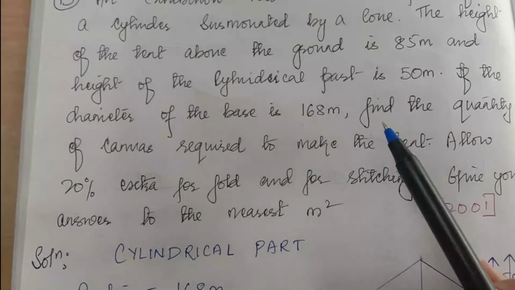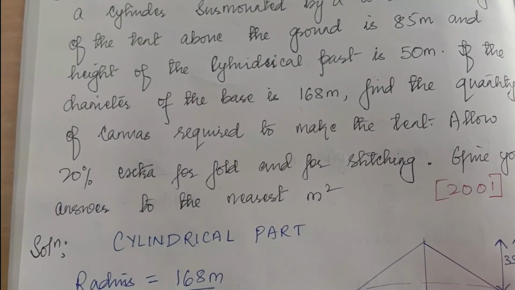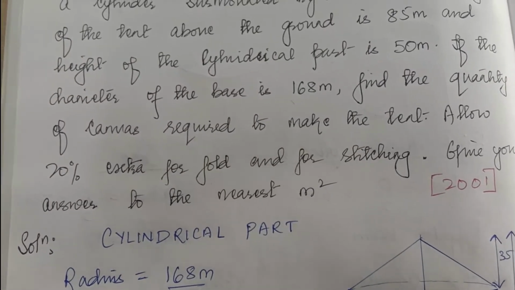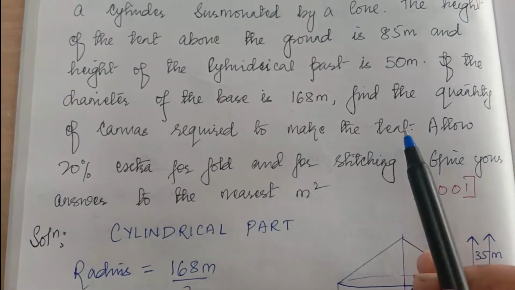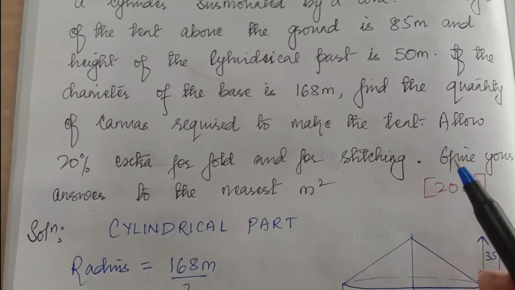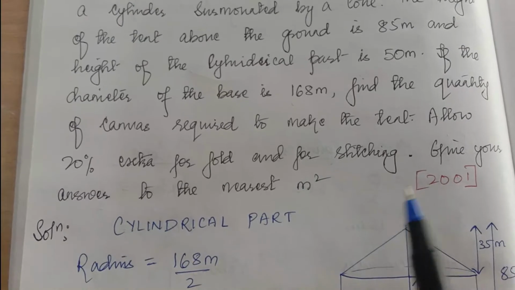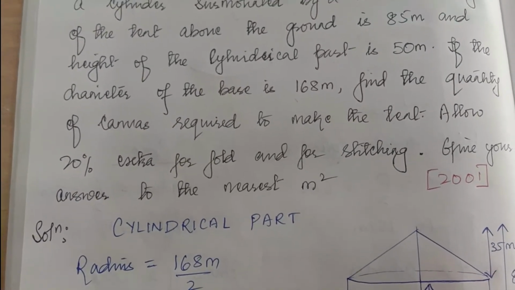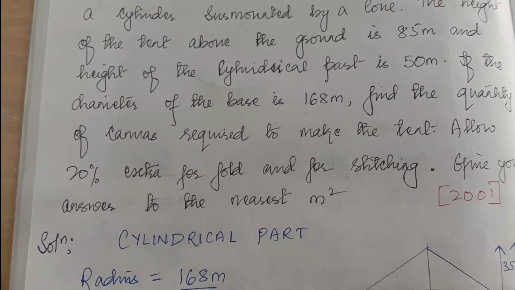So here you have to find the quantity of canvas. Canvas is the cloth required to make a tent. It is green in color, most of the cloth is green. So you have to find how much canvas is required to make the tent. Here one more condition is given: allow 20% extra for folds and for stitching. So we need extra cloth also for stitching and folding. Give your answer to the nearest meter square.